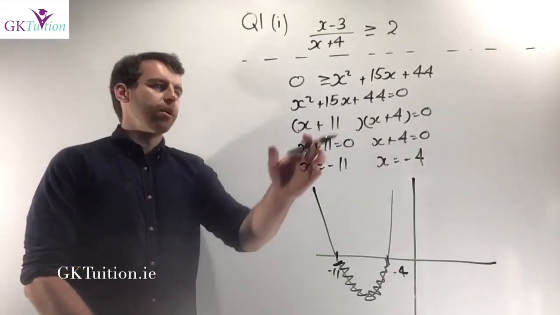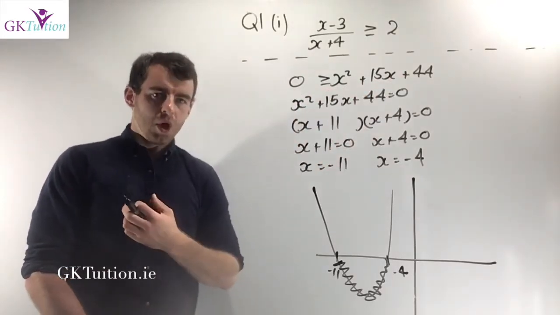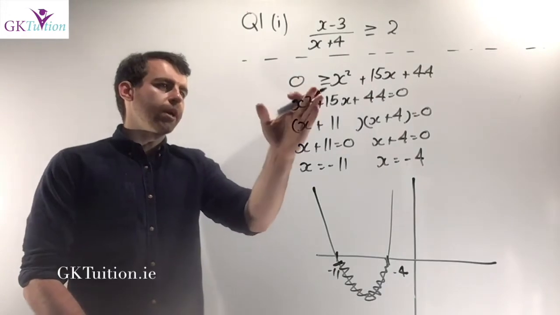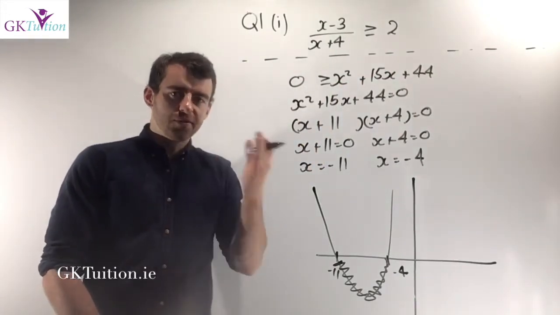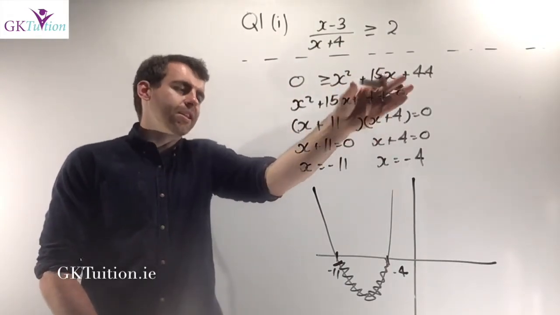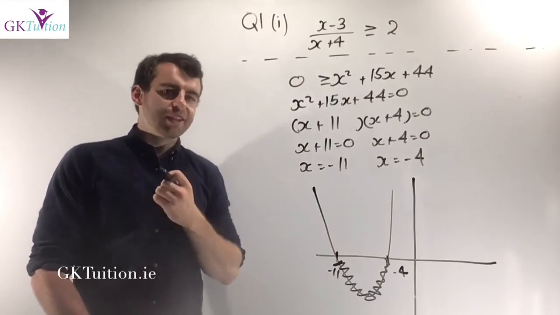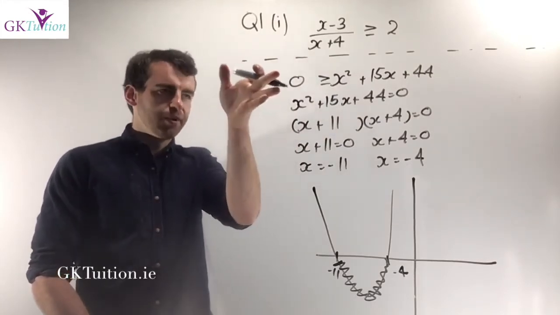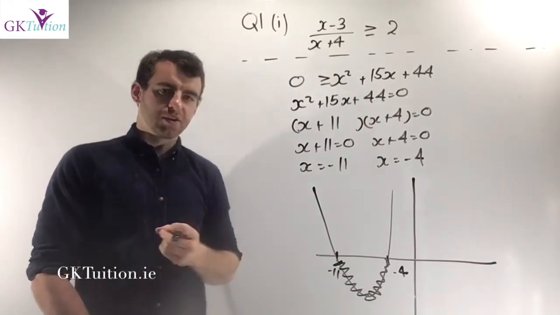So I'm at this stage where I have x squared + 15x + 44 is less than or equal to 0. Or I could read that as 0 is greater than or equal to the quadratic. When I'm dealing with inequalities, I can read from left to right or right to left. 0 greater than the quadratic is the same as saying the quadratic is less than or equal to 0. But in order to identify the range of values of x for which this will be true, I need to sketch a graph.